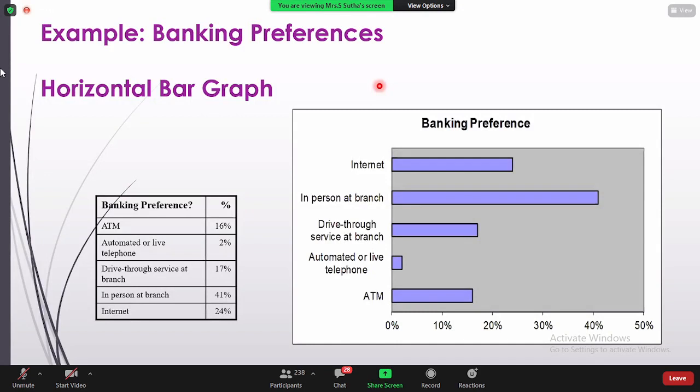Similarly, the percentage measures how many, or what percentage of the customers, prefer each and every banking preference method. So now the question is, what are the measurements of the variable, the banking preference?